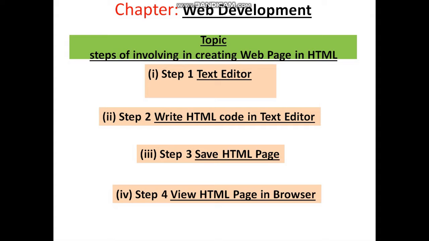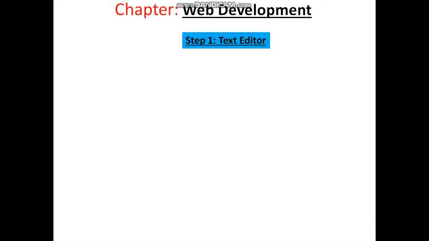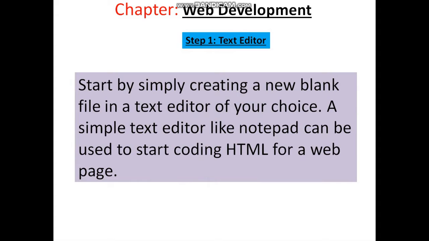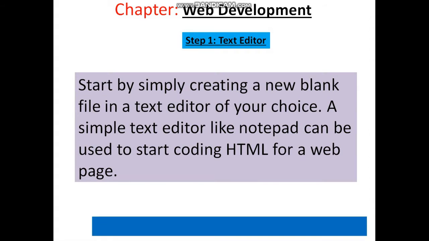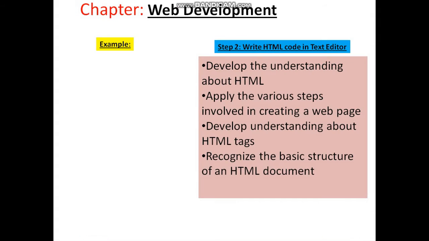Number 1, text editor and HTML coding. Then, how we save the HTML page and how we view the page in the browser. These are the 4 steps. Step 1: start by simply creating a new blank file in a text editor of your choice. A simple text editor like Notepad can be used to start coding HTML for a web page.